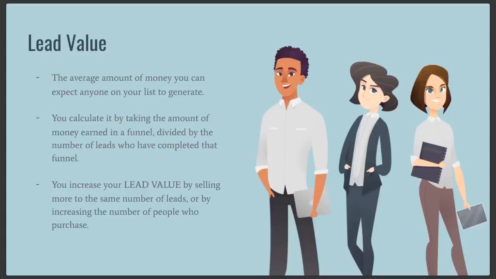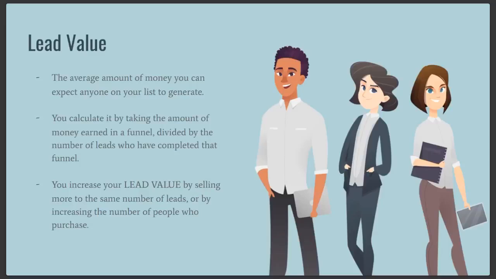Very simply, lead value is the average amount of money you can expect anyone on your list to generate. And usually this is somewhere from $1 to maybe $10, $20, $100, depending on how effective and how valuable the things on your list are. And it's easy to calculate. You calculate it by taking the amount of money earned in a funnel divided by the number of leads who have completed that funnel. Very easy. So if I make $1,000 off of 100 people, each lead was worth $10. So I had a $10 lead value.